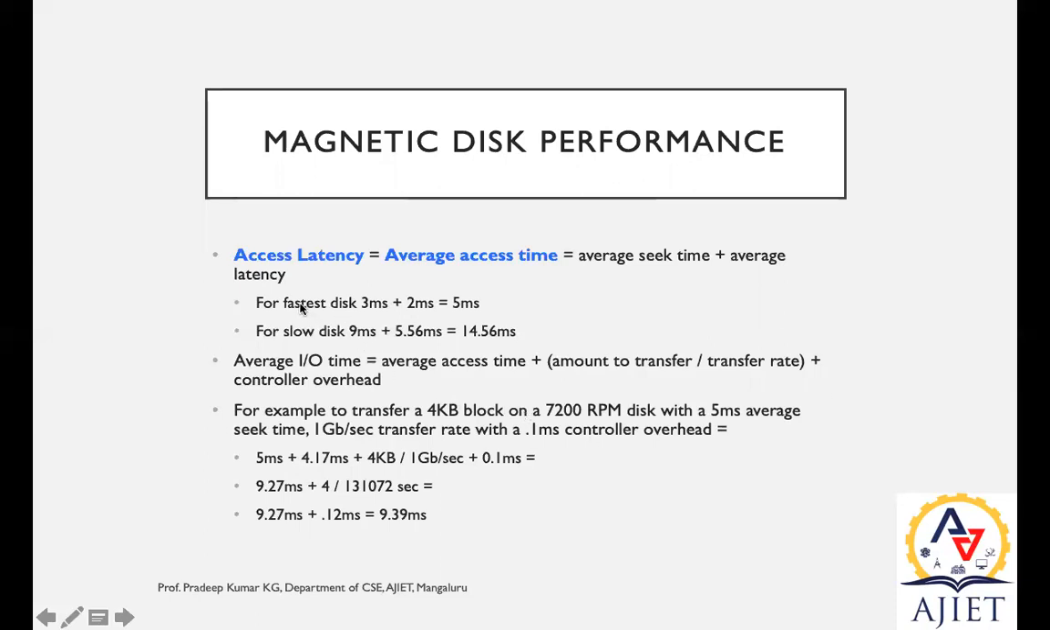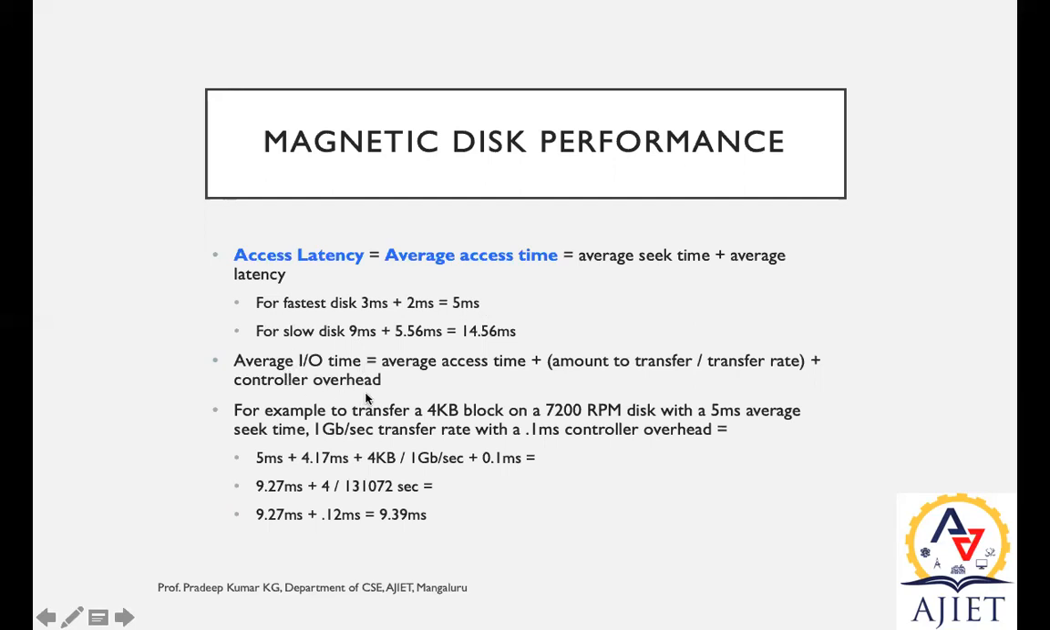Then we may have a faster disk, with 3 milliseconds average seek time plus 2 milliseconds of delay, so 5 milliseconds is the access latency, the total delay. For slow disks, say a disk may have 9 milliseconds average seek time plus 5.56 milliseconds average latency, then 14.56 milliseconds is the total access latency. This is an example. Then we have another terminology, that is average IO time.